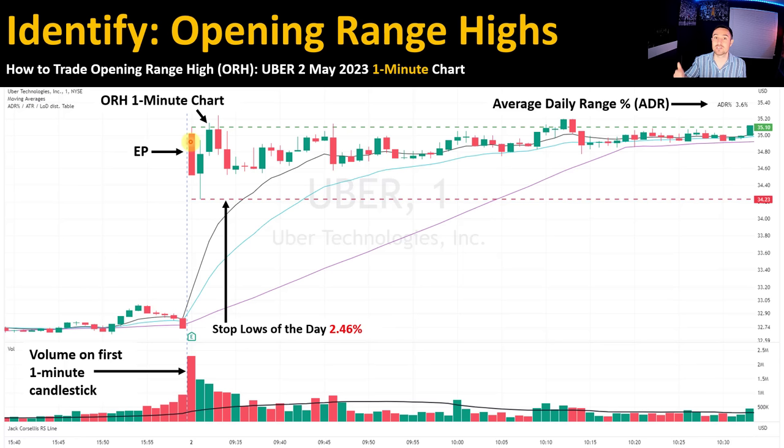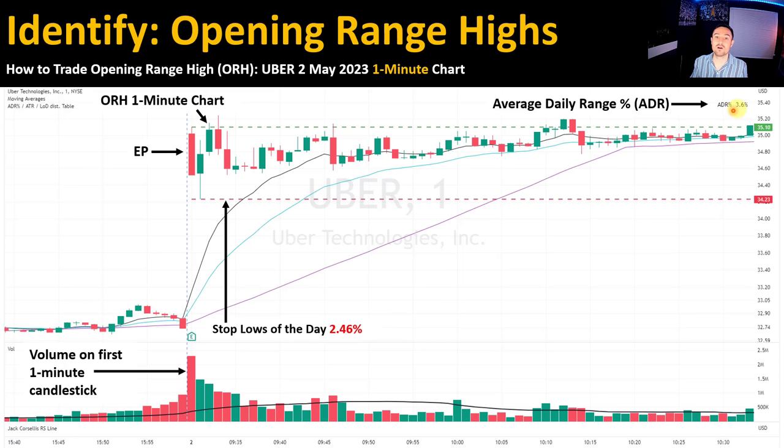Then you get the shakeout demand tail. The high of this bar is 35.10. Shakeout demand tail, so the low of the day is 34.23. So when it takes out the high, your entry is there, and then your initial stop is here. Lows of the day, that is a 2.46% stop, which is about two thirds of the ADR, which is 3.6%. Is it acceptable?